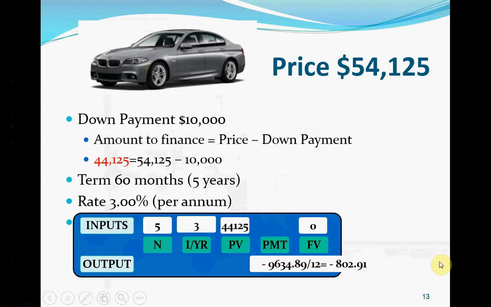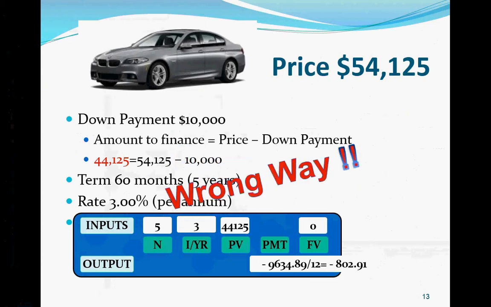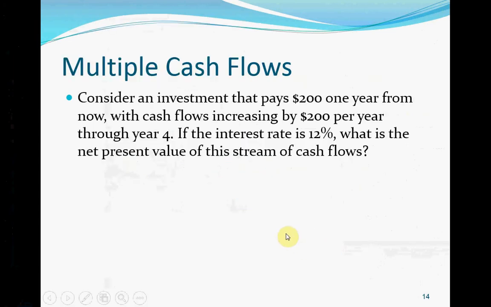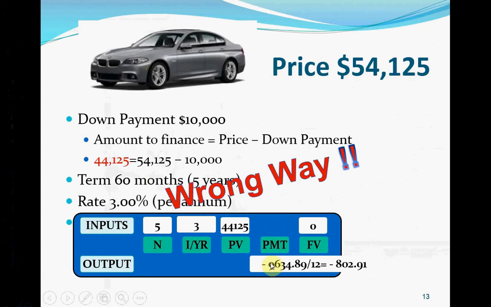Well, I have to say this way to solve payment is wrong, okay, because you cannot divide this 9600 by 12. If you divide that, basically you are treating each of the payments as the same during the year. Okay, so the January payment is the same as the December payment.